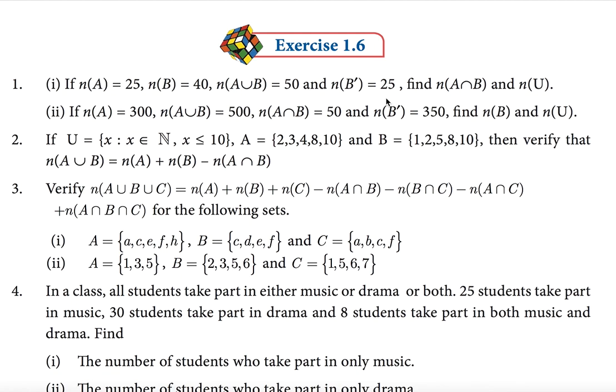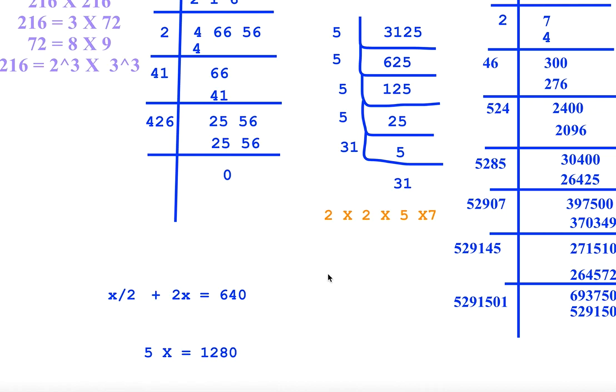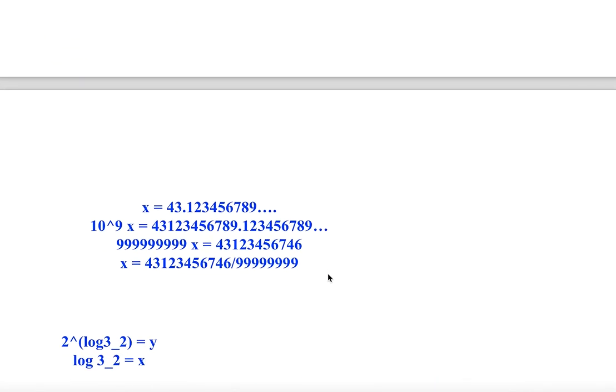n of B dash is given, that is 25. Okay. So for this you have to draw the Venn diagram. If you don't draw the Venn diagram, it's quite difficult to figure it out. Okay, let's go to another sheet and draw the Venn diagram, just to find n of U.